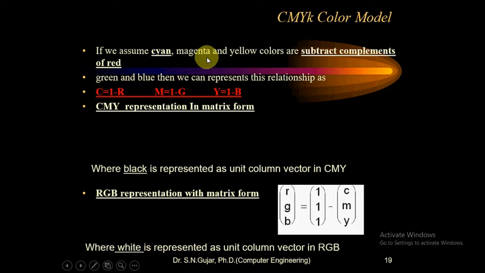If we assume the cyan, magenta and yellow colors are the subtracted components of red, green and blue, then we can represent the relationship as C equal to 1 minus R, where 1 is considered for black here, not white. M is equal to 1 minus G, and Y is equal to 1 minus B. We represent CMY in matrix form: RGB as 1 1 1 minus CMY, where black is represented as a unit column vector in CMY, and white is represented as a unit column vector in RGB.